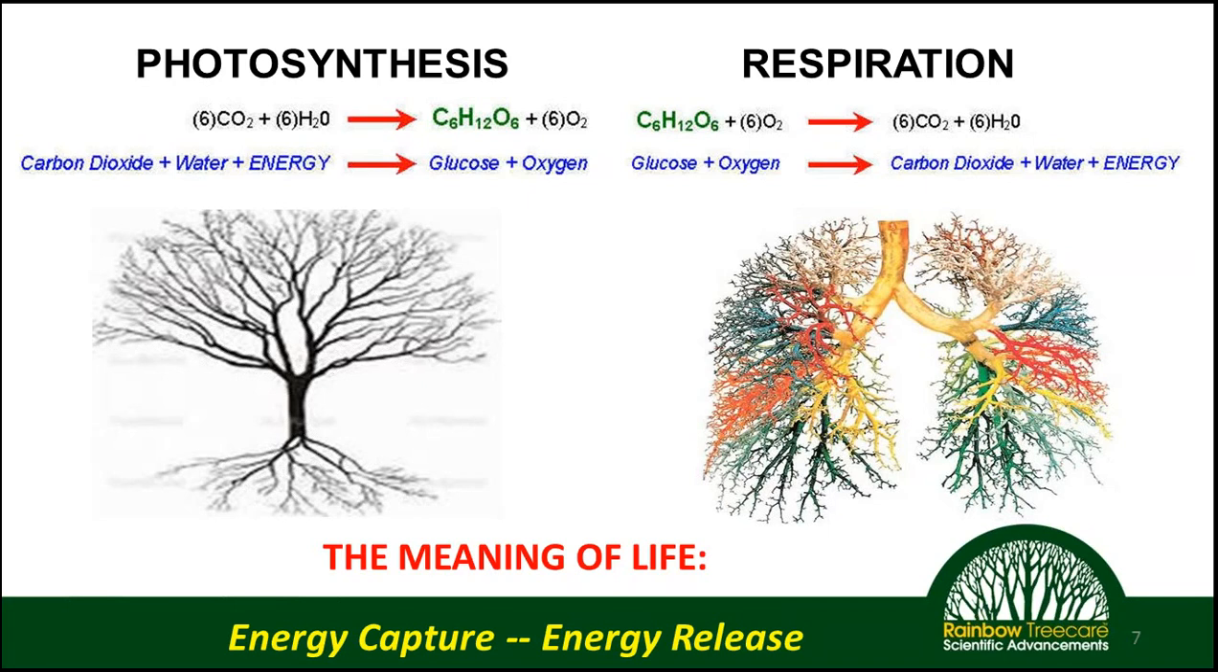So you take that glucose that was created through photosynthesis and combine it with oxygen, then you can release carbon dioxide and water and energy. That energy can be used to grow roots in trees. It can be used if you're doing some physical work.